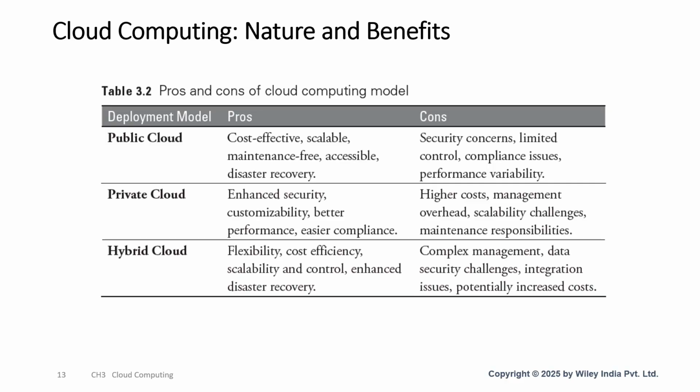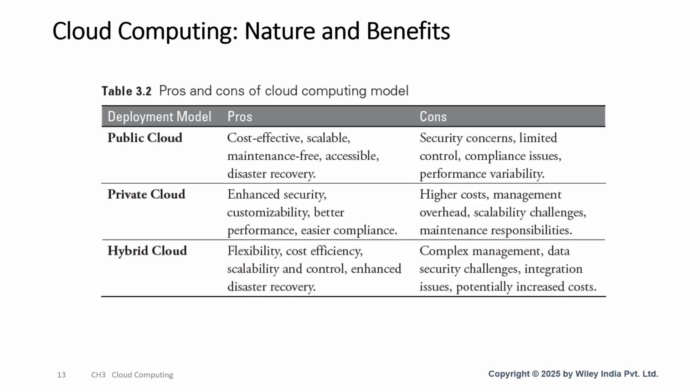In hybrid cloud, hybrid means a mix of two technologies, so it's a mix of private and public. So hybrid gives us flexibility, cost efficiency, scalability, and enhanced disaster recovery, but the drawback is complex management. If you take a real world example, your hybrid cloud can be taken as an Ola Uber cab. So it is private also, it has the features of private as well as of public.